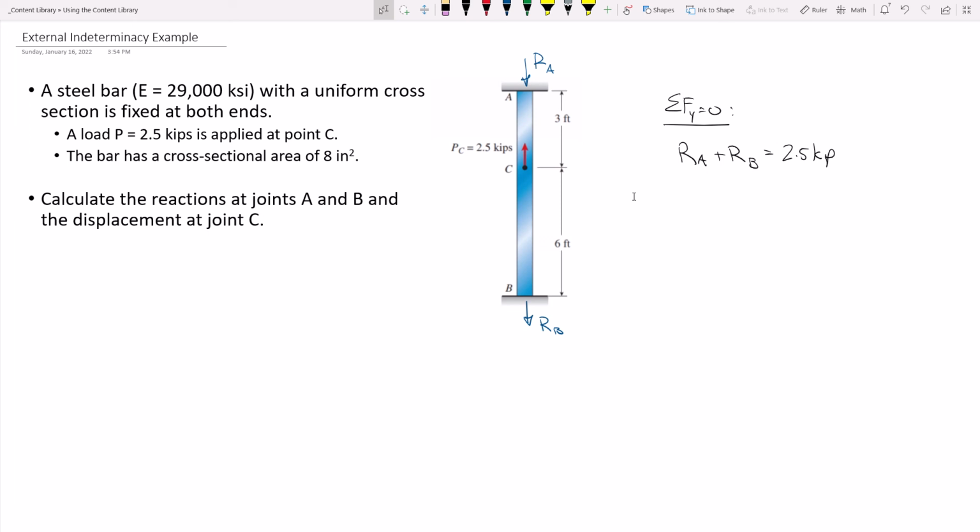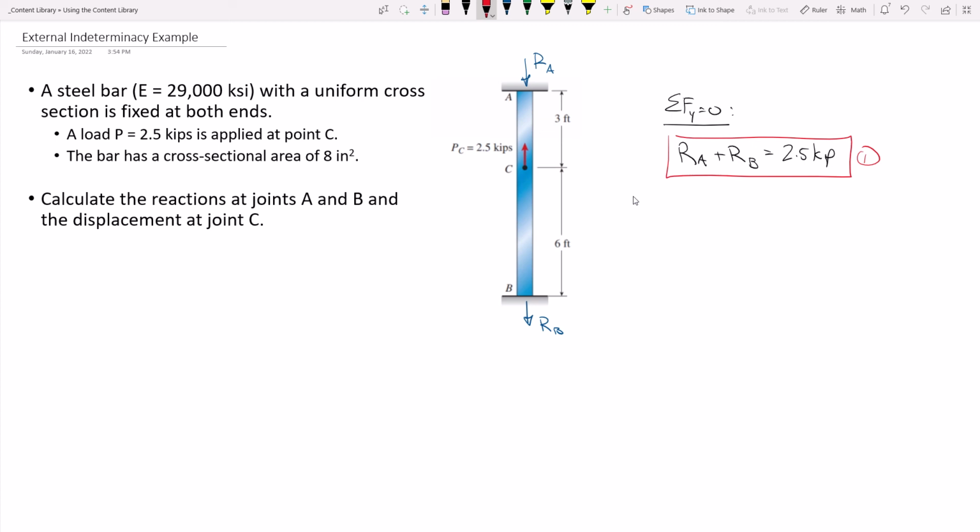Let me ask you a simple question. If this right here is equation 1, we need equation 2. Somebody help me out. What is the deflection at A? No. The deflection. What is the deflection at A? When I apply this 2.5 kip load, I propose that the bar might shrink or elongate. I'm asking how much does point A move? Say it again? 0. 0.